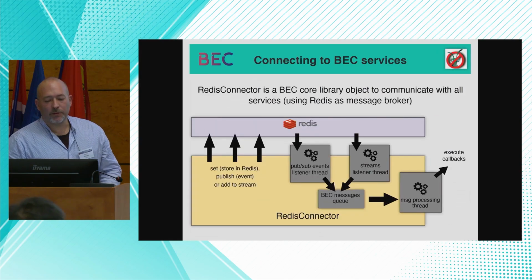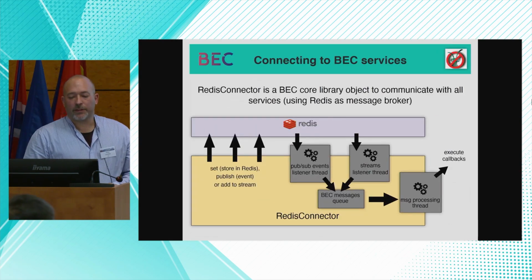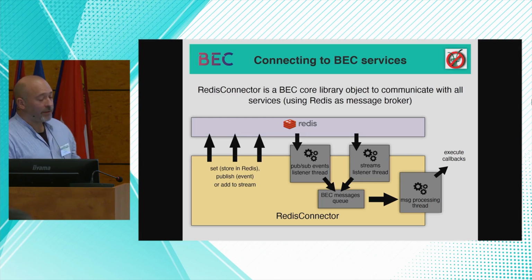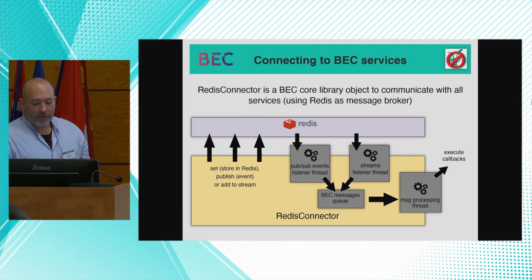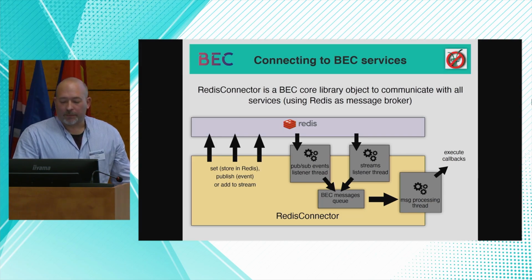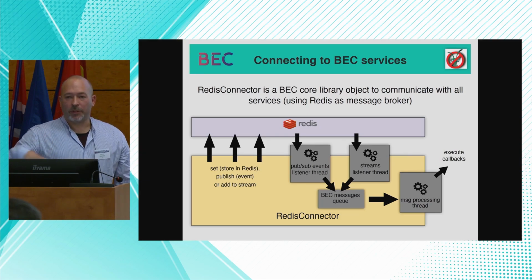So under the hood, how does it work? I mean, there is a Redis connector, which is a Beck core library object to communicate with all services. And it's using Redis as the message broker. So with this object, it's easy for any client or any service to exchange data with the other services. So basically, they have operations like storing in Redis, publishing events or streams, or events in streams. And in fact, this object with threads reads the incoming data and executes callbacks. So it's very easy with this object to connect to the system.